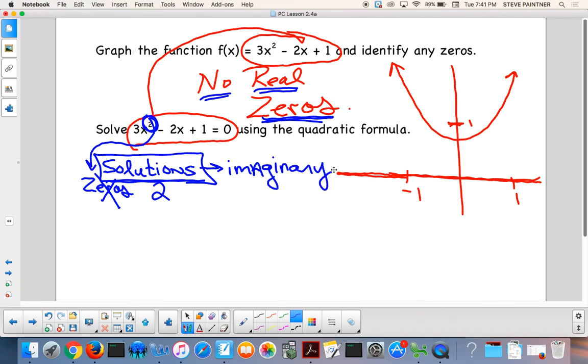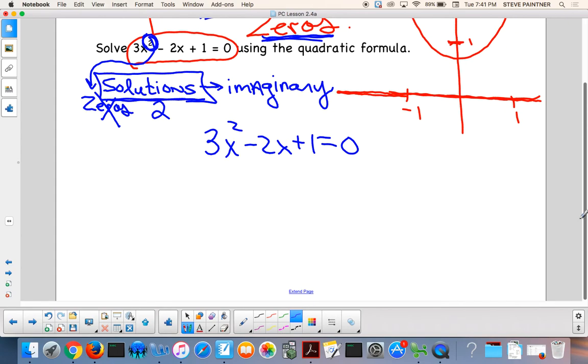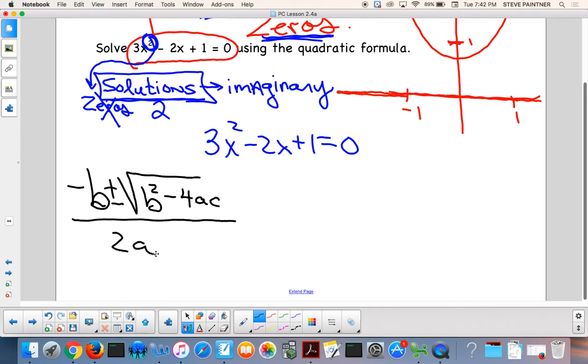How do we find them? Well, we set it equal to 0 and we solve it. Now, if we could factor, there would be real zeros, but we can't factor, so there's no real zeros. So here's where you have to use your good old friend, the quadratic formula: negative b plus or minus the square root of b squared minus 4ac, all of it over 2a. That equals x, by the way.